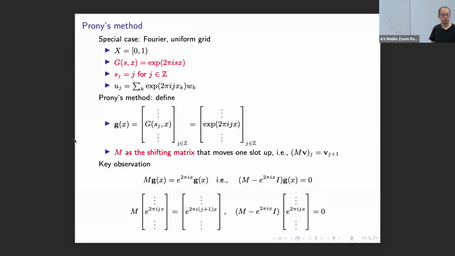It has a 1 value, everywhere else is 0. Okay? It shifts everything by one slot. Now, why is this important?